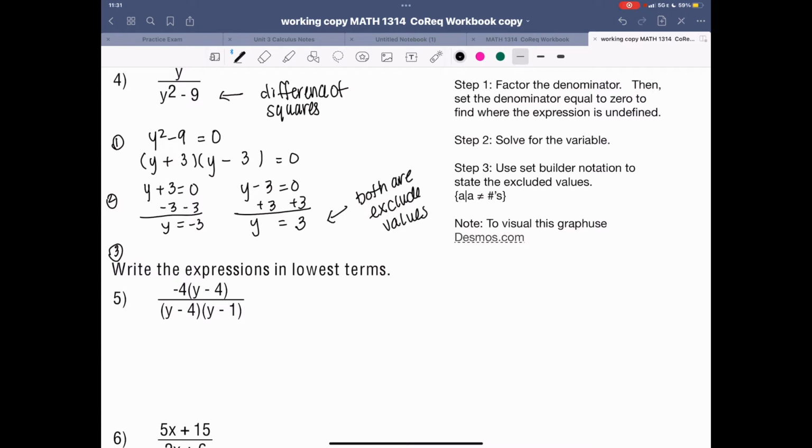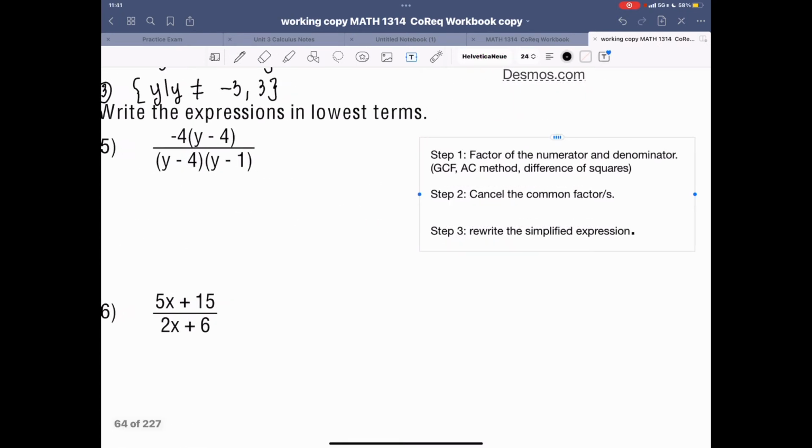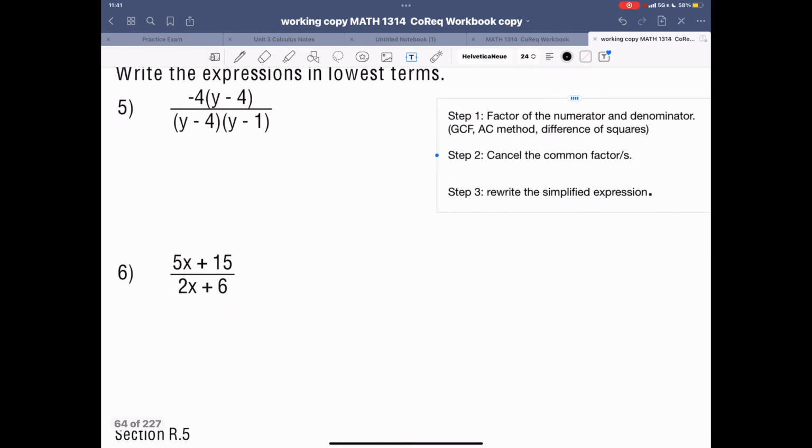And then I would arrange them from lowest to highest number. So then you're going to say y such that y cannot equal negative 3, 3. Something like number 5. It says write the expression in lowest terms. So I have the steps for that here.